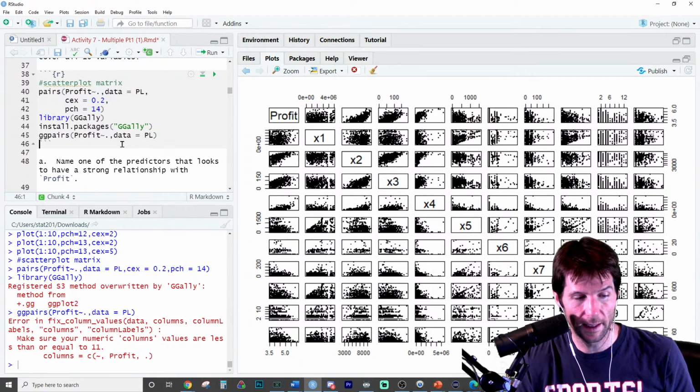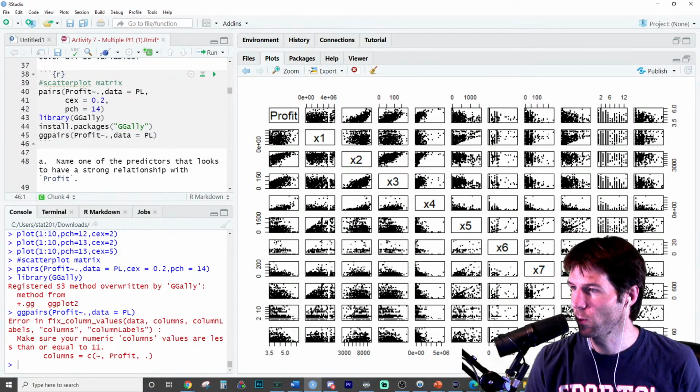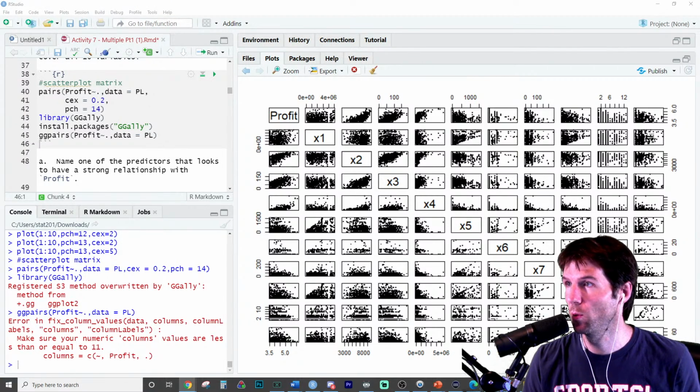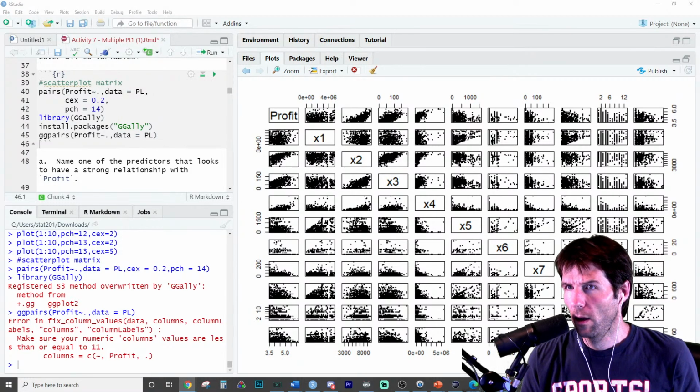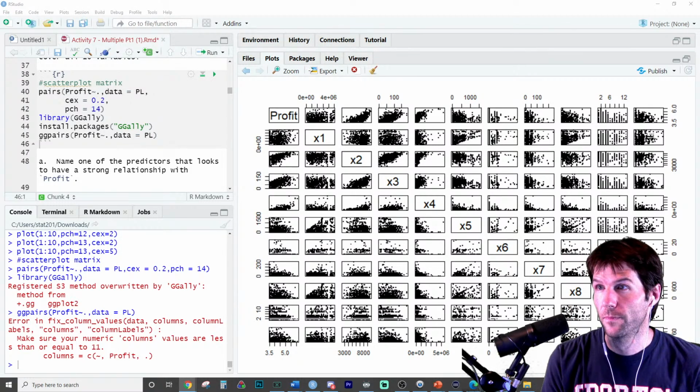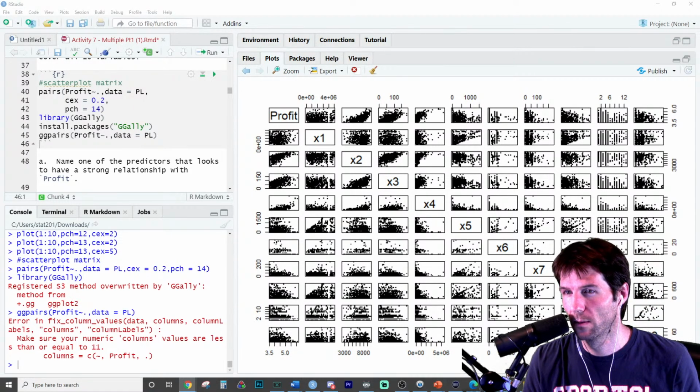Oh, doesn't like it. I swear. It's one of my favorite plots to make. It's such a cool plot. I'm going to look it up really quick right here.